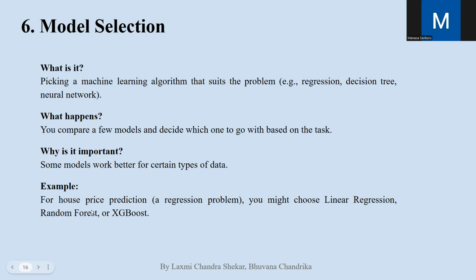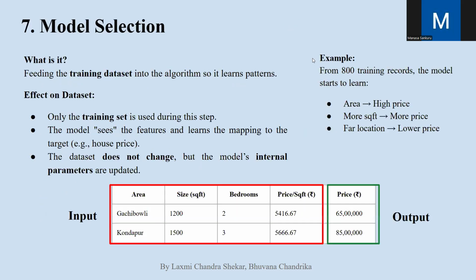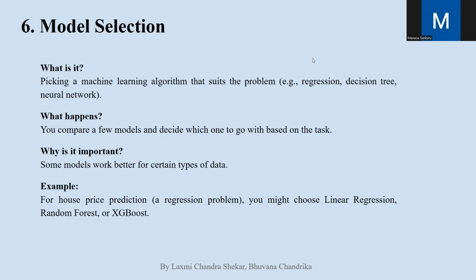An example, for house prediction you might choose linear regression. Linear regression is the first starting step for everyone who is going to start machine learning. Random forest and XGBoost are various machine learning algorithms. Do not worry about their names. You understood that in this stage we are going to select a model to work with our data, so that we'll solve a problem. Then what will we do? This is where I want you to concentrate clearly.